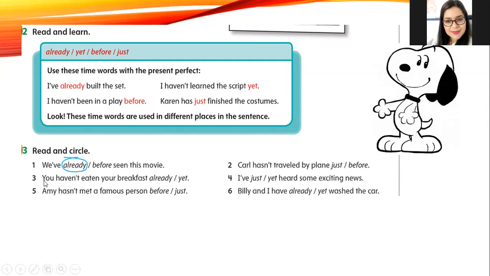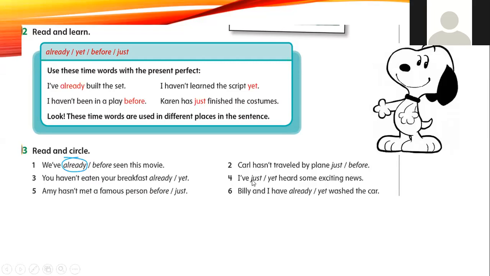Very good. Number 3. You haven't eaten your breakfast. It's negative. So it's yet, very good. So you have to identify if the sentence is negative. Yes, Anna? No, I understand that. Okay, very good. Excellent. You haven't eaten your breakfast yet. Yes, it's a negative sentence.